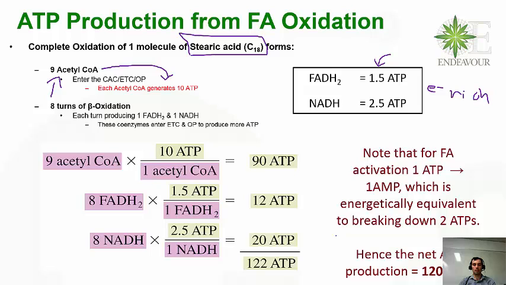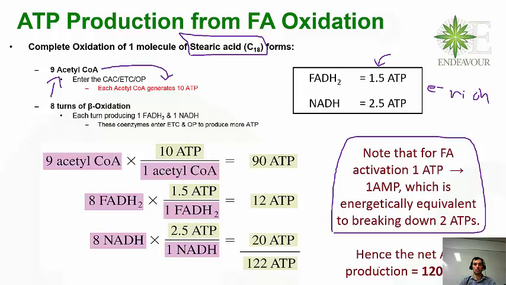However, we actually needed 2 ATP to activate the fatty acid initially, so we actually have to minus 2. So the net ATP production from our stearic acid, which contained 18 carbons, was actually 120 ATP.